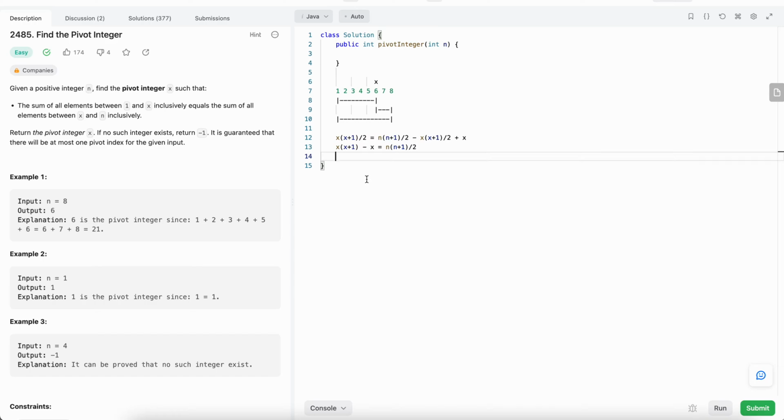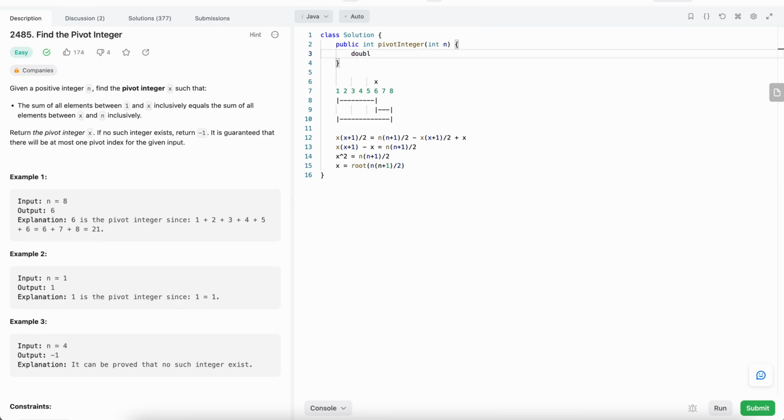Distribute this, it's going to be x squared plus x minus x. So this part's going to be x squared plus x, and then this is minus x. So we can just erase this, equals n times n plus 1 over 2, right? So basically x is just the square root of n times n plus 1 over 2. That's our x.